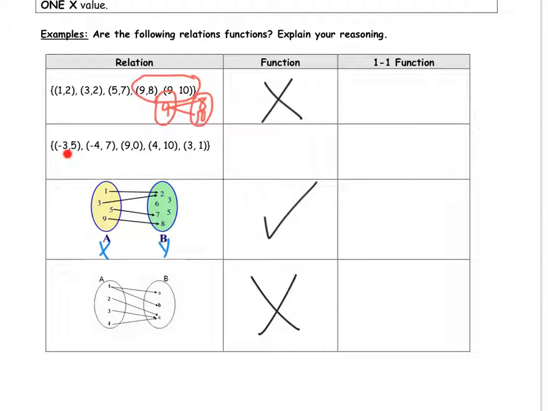Okay, how about the second one? Does negative 3 go to 5? Okay, that's fine. Are there any other negative 3's going anywhere else? No. Okay, negative 4 goes to 7. Are there any other negative 4's? No. Okay, 9 goes to 0. Are there any other 9's going anywhere? No. 4 goes to 10. Are there any other 4's? No. 3 goes to 1. Are there any other 3's? No. So this is definitely a function.